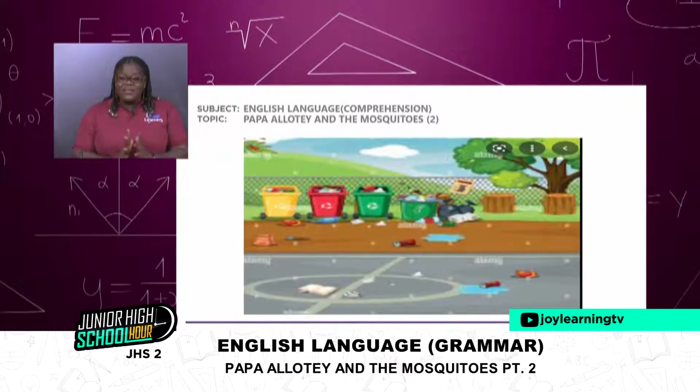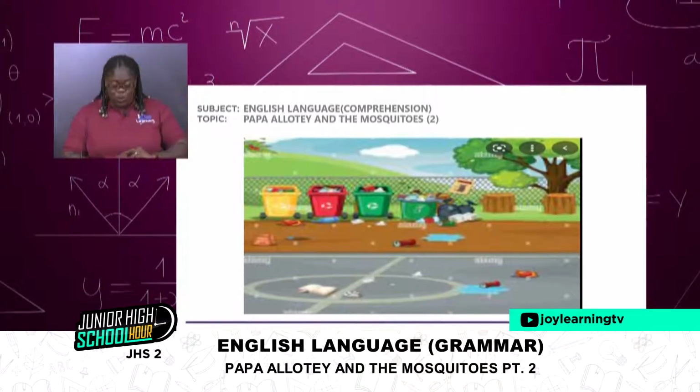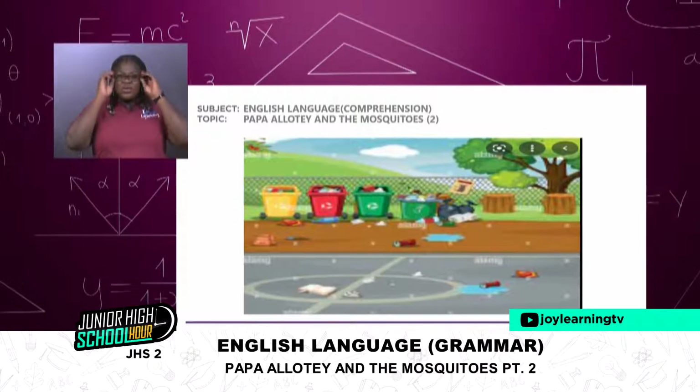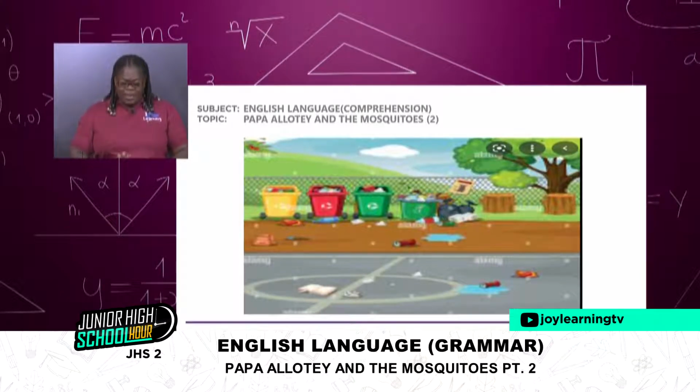Now, I have this part of the story, part one of the story. What do you see here in your own small way? What do you see here? Tell me what you see here. Is the place clean? What do you see there?